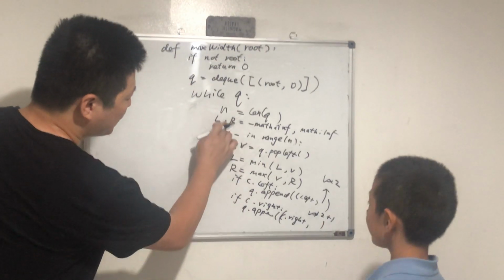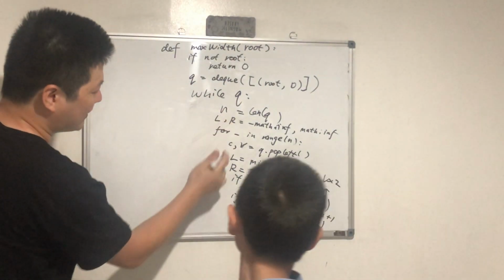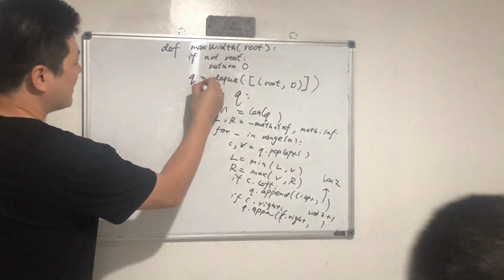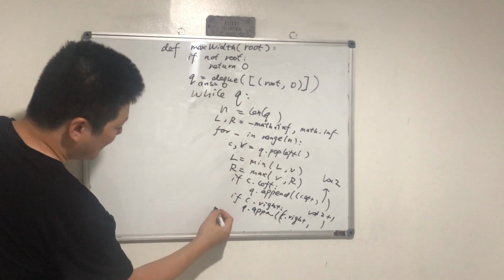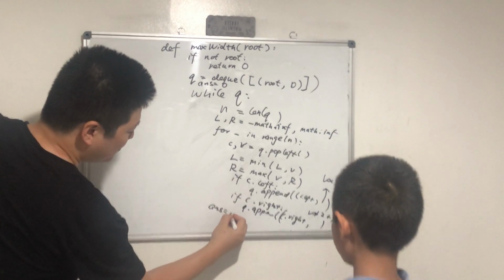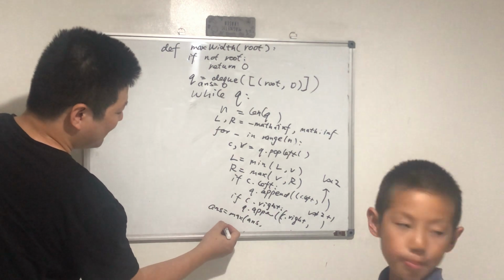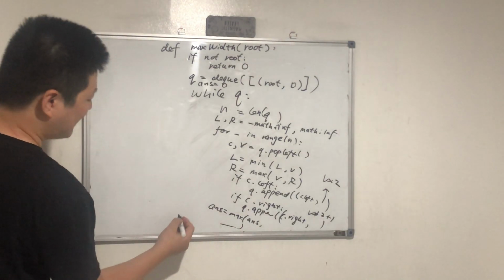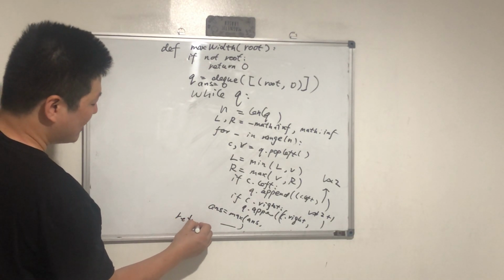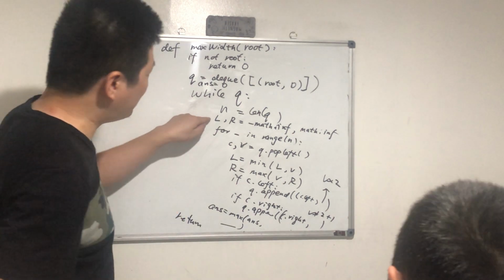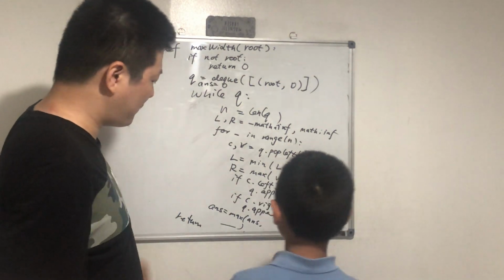Okay, and after this, we have updated the left and right. And then answer, let's call it answer. Answer here equals 0, okay? So answer equals max of answer and what? And then return what? We know at least something minus L.